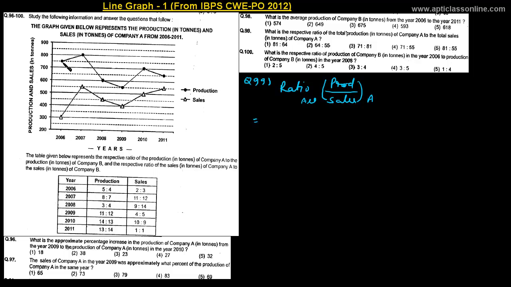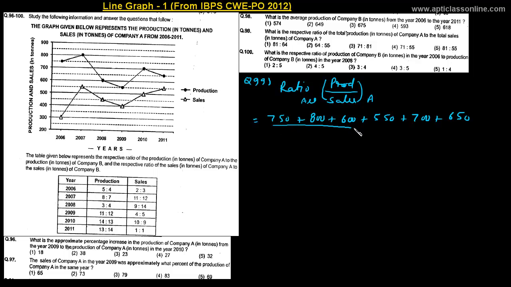2006 we have done it earlier also. It is 750, plus 2007 800, plus 2008 600, 2009, that is 550, plus 2010 700, plus 2011, that is 650.